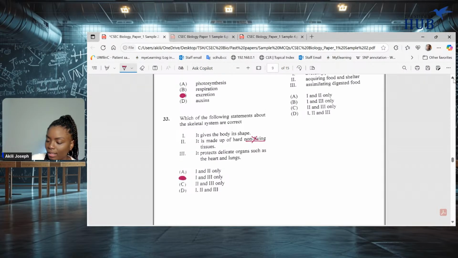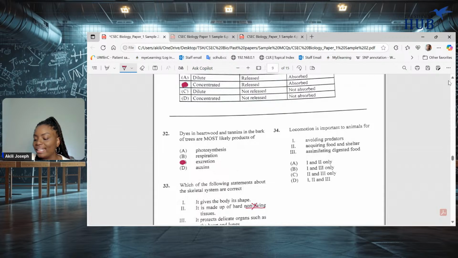33, we have 34. Locomotion is important to animals for, is it avoiding predators, acquiring food and shelter, or assimilating digested food? So locomotion is going to be movement with displacement, right? Why do we need to be able to move from one place to the next?